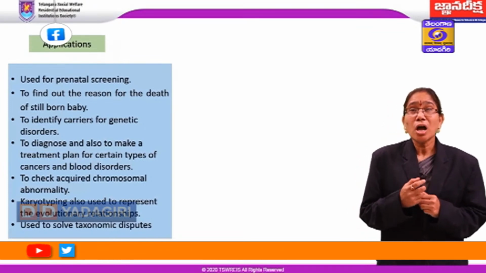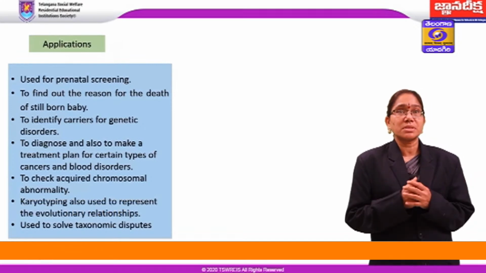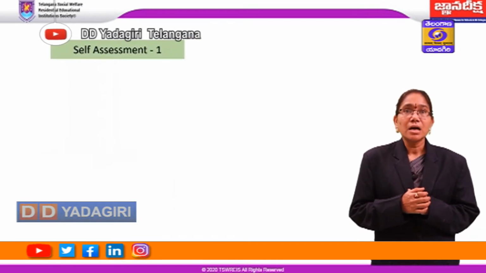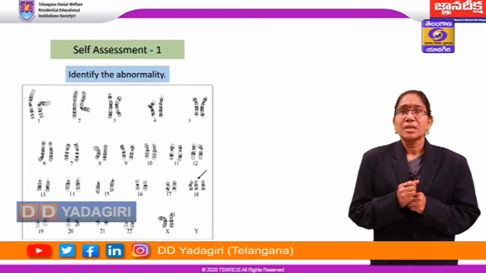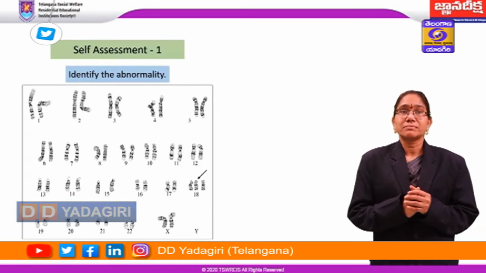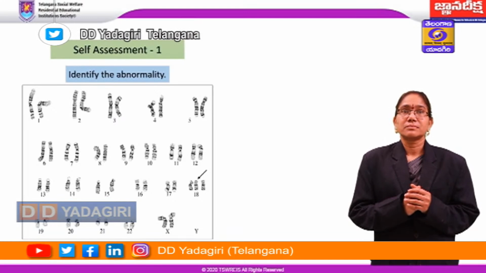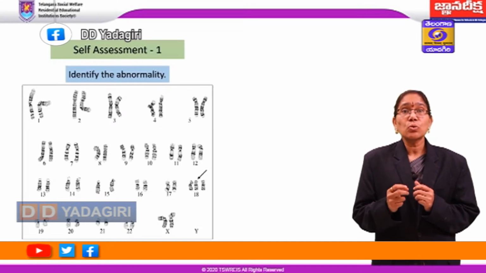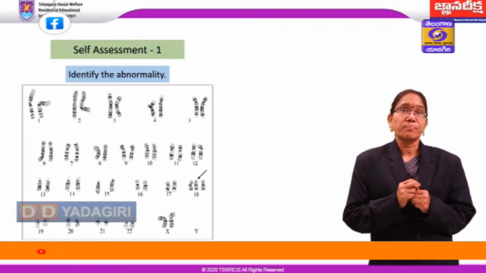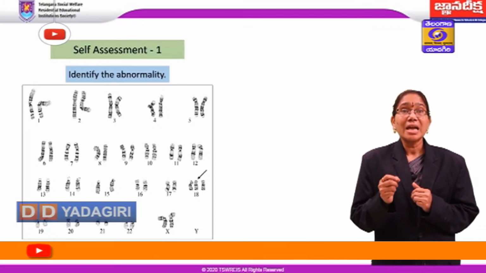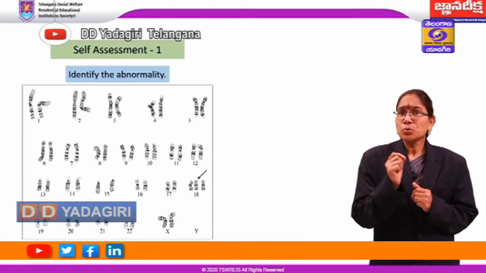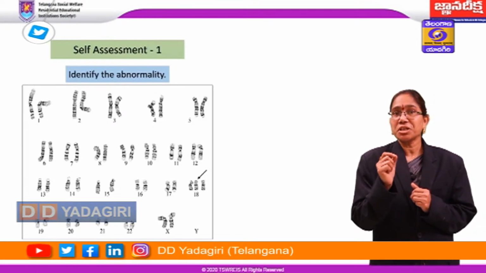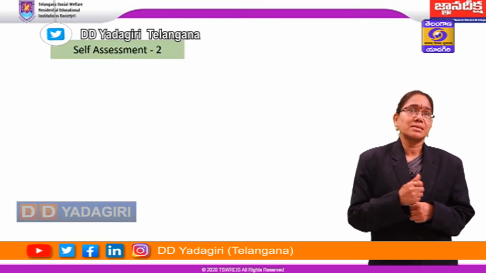I hope you understood how to identify the abnormal karyograms. Let us have a self-assessment. Here I am providing a karyogram. Identify the abnormality. In this karyogram, we can observe trisomy at the 18th chromosome, which results in Edwards syndrome. Usual symptoms are low birth weight and abnormal head shape. Let us go to the next assessment.